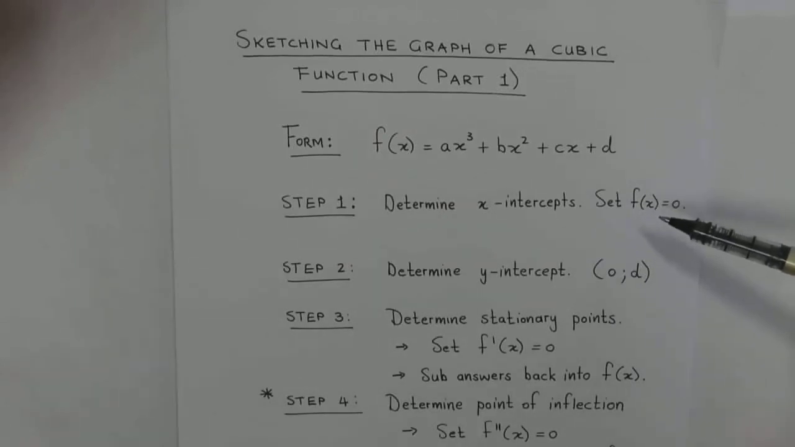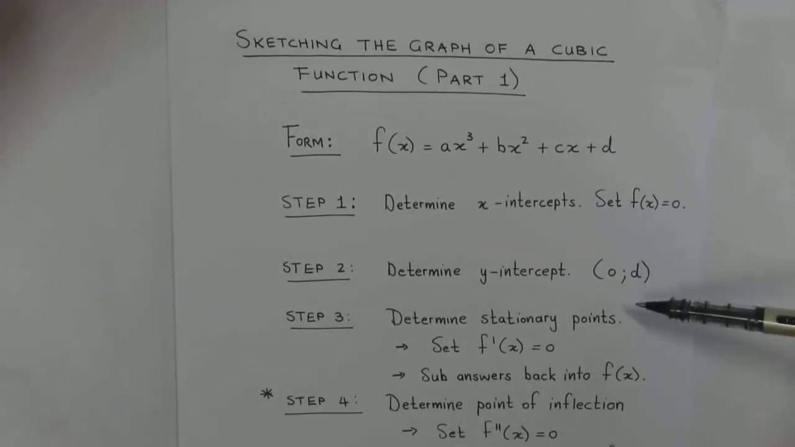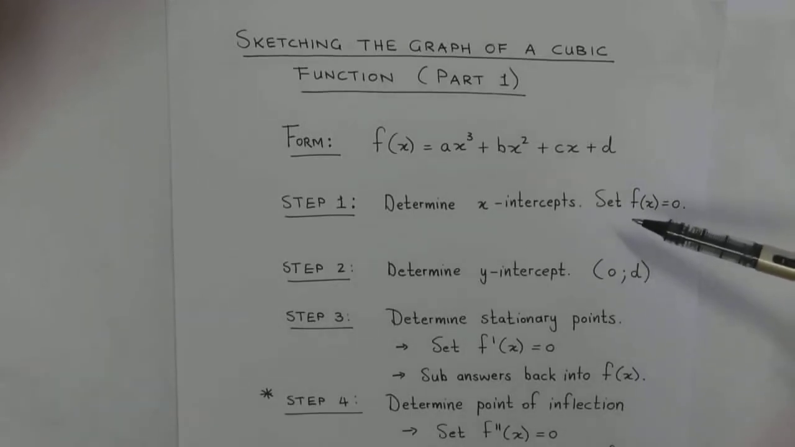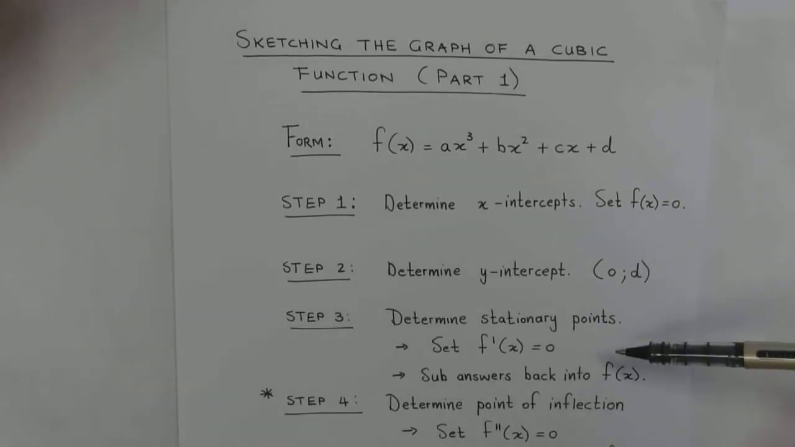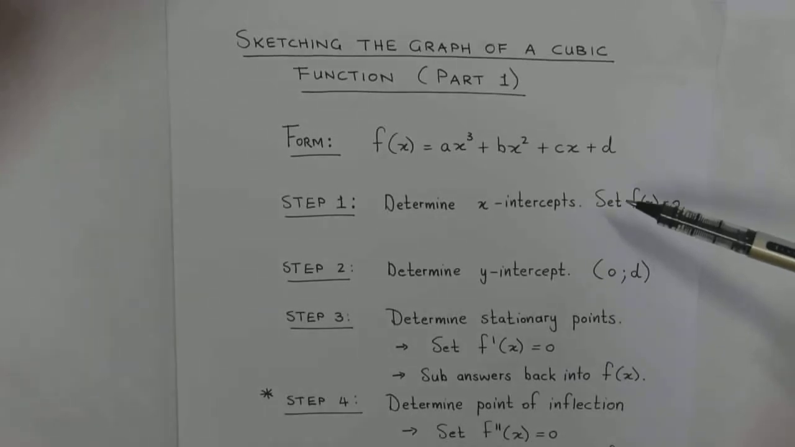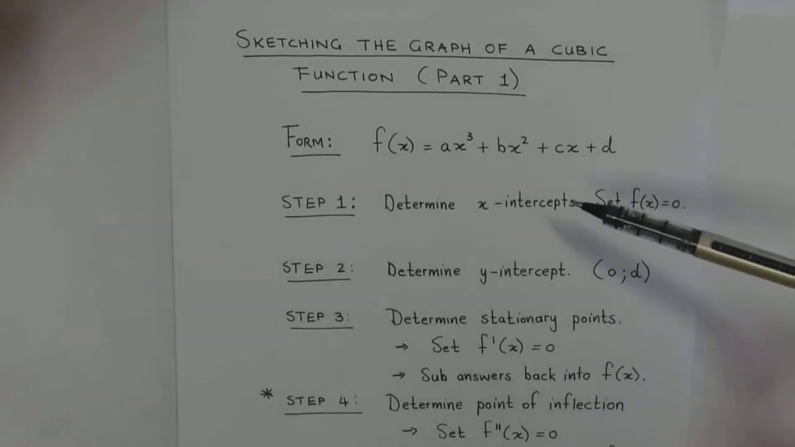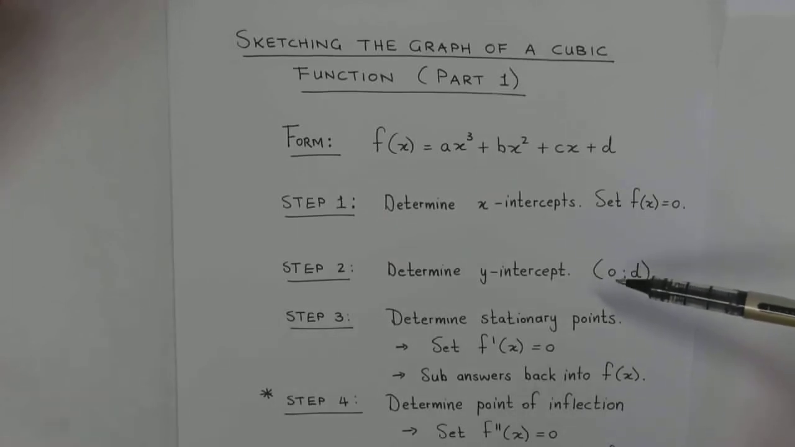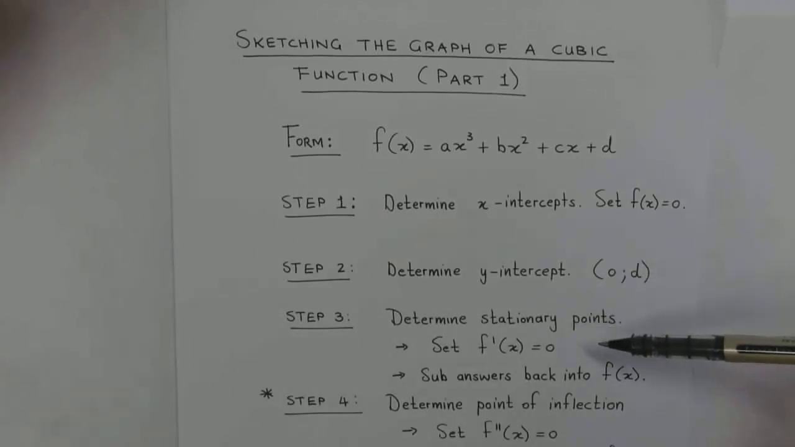Now, normally when you sketch the graph of a cubic function in an exam, they actually scaffold it for you. So you don't actually have to memorize these steps per se, because they will ask you, for instance, in question 1a, please determine the x-intercepts, and then in question 1b, determine the stationary points. So it's not like you have to memorize this, but let's just go through it step by step.